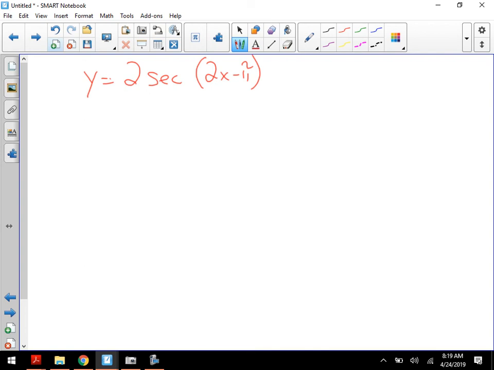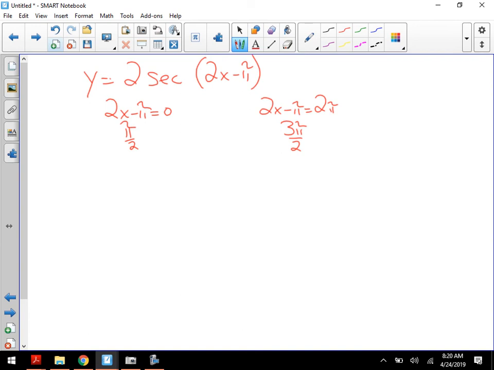Secant is the reciprocal function of cosine, very good. So we know that first thing we'll do is set our 2x minus pi equal to 0, and 2x minus pi equals 2 pi. So add pi divided by 2, my left boundary becomes pi over 2. Add pi divided by 2, my right boundary would be at 3 pi over 2.